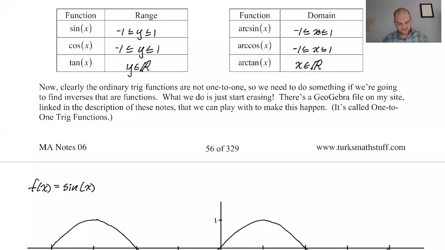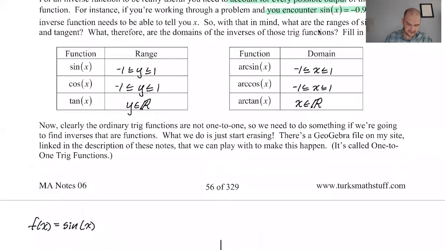All right, we're back. We're on page 57 of math analysis. We're talking about inverse trig functions. And so far what we've worked out is that we know the functions, right? Sine, cosine, tangent. We know their ranges. So sine and cosine are stuck between -1 and 1. Tangent is just all reals.